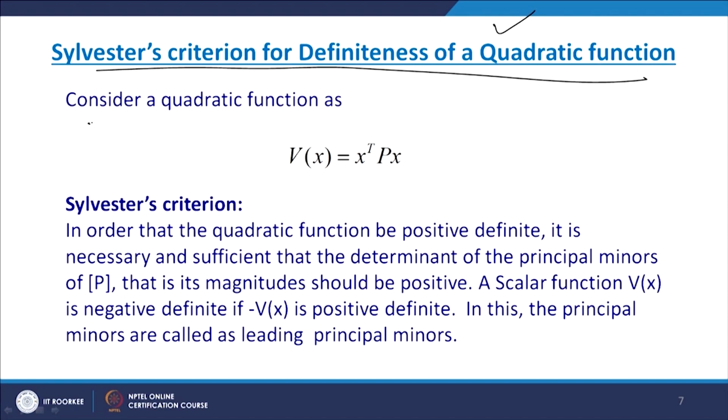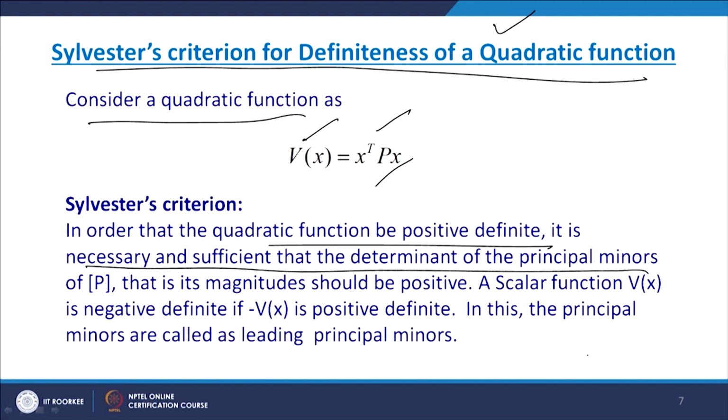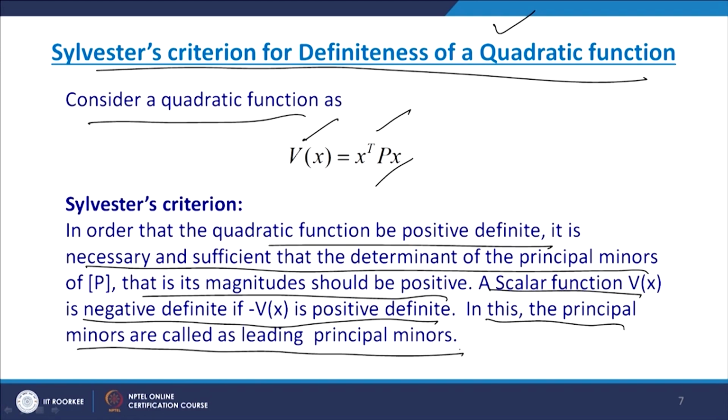Now, consider a quadratic function V of x equal to x transpose Px. So, what does the Sylvester criteria say? In order that the quadratic function be positive definite, it is necessary and sufficient that the determinants of the principal minors of P, that is the magnitudes, should be positive. A scalar function V of x is negative definite if minus V of x is positive definite. In this, the principal minors are calculated as leading principal minors. That is, this criteria is basically based on principal minors.